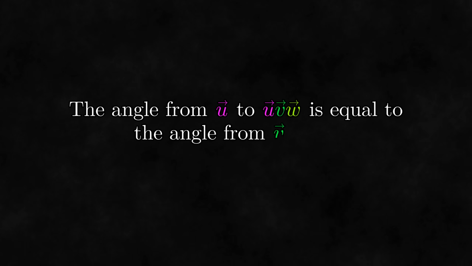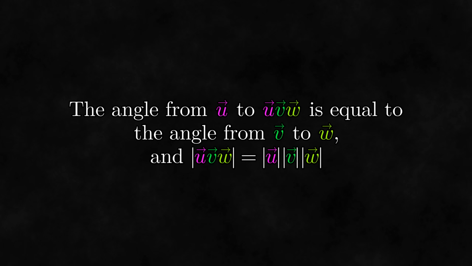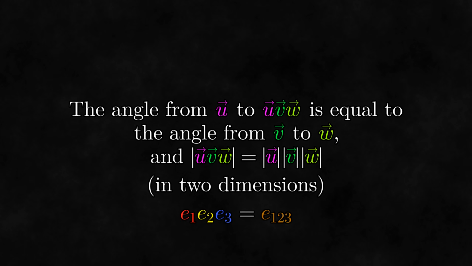The angle from u to uvw is equal to the angle from v to w, and the magnitude of uvw is equal to the product of the magnitudes of u, v, and w. Now there is one important thing I need to say. This interpretation of the product of three vectors only works in 2 dimensions. Even in 3 dimensions, the product of three vectors doesn't have to be a vector, so the whole argument we just made breaks down. But in 2 dimensions, this description of the product of three vectors is correct, and it will be useful for us moving forward.